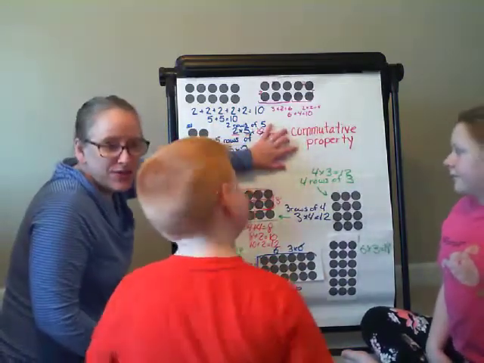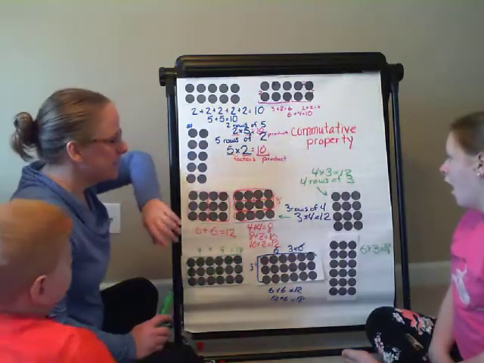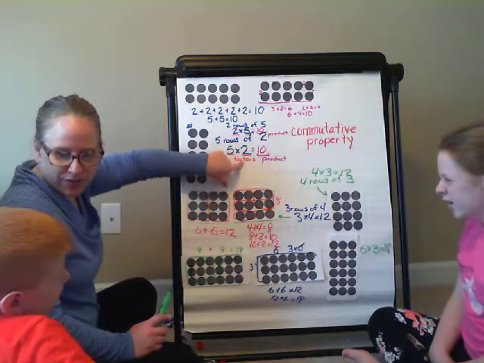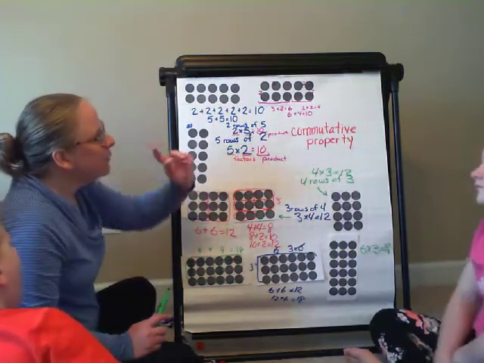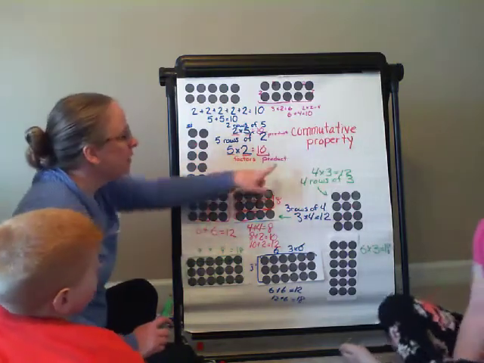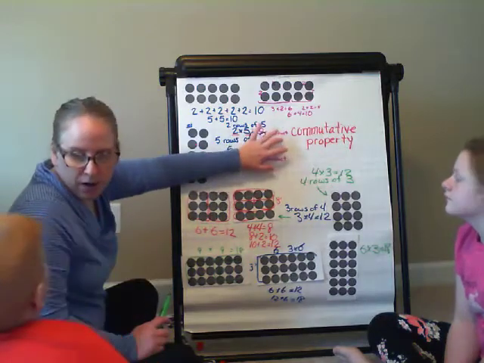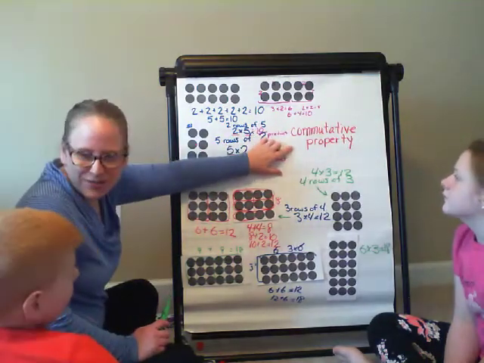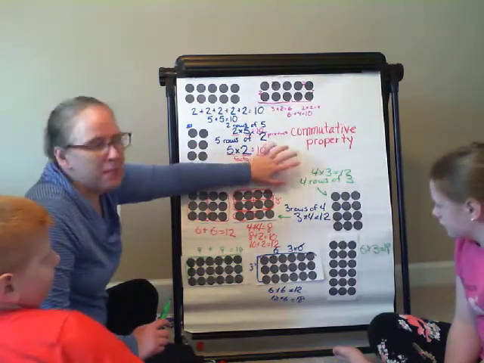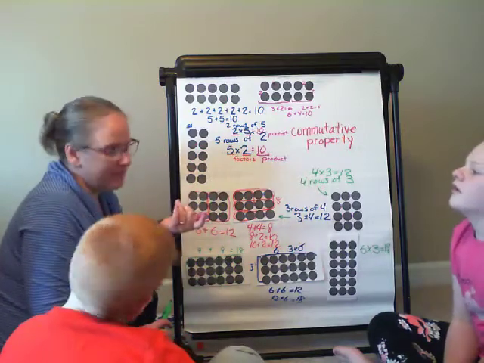So Taylor just used the commutative property. The commutative property tells us that we can flip the factors. Those are the numbers we're multiplying. But even when we flip the factors, what always stays the same? The product, or the answer, always stays the same. So I hope in our coming math lessons you'll be able to use this commutative property to make multiplication easier, because if you know one fact, you can flip it and you know another fact. Very good.